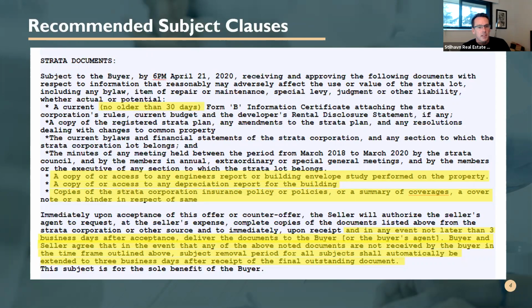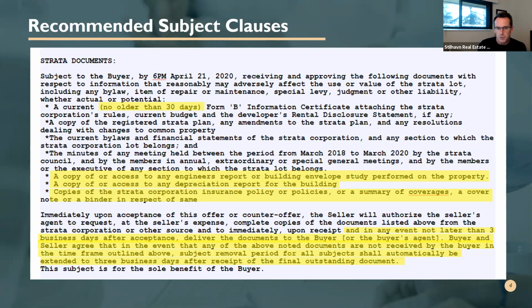Buyer and seller agree that in the event that any of the above noted documents are not received by the buyer in the time frame outlined above, so 3 days, subject removal period for all subjects shall automatically be extended to 3 business days after receipt of the final outstanding document. And what Doug's referring to, I think, is one I've seen in a Sutton subject clause addendum that they have. So I've seen different versions of this where it says 48 hours. The wording on the Sutton one seemed a little bit confusing to me, so that's why I didn't change it.